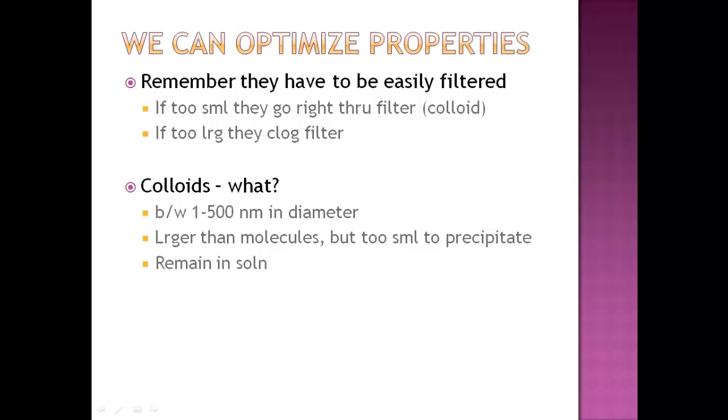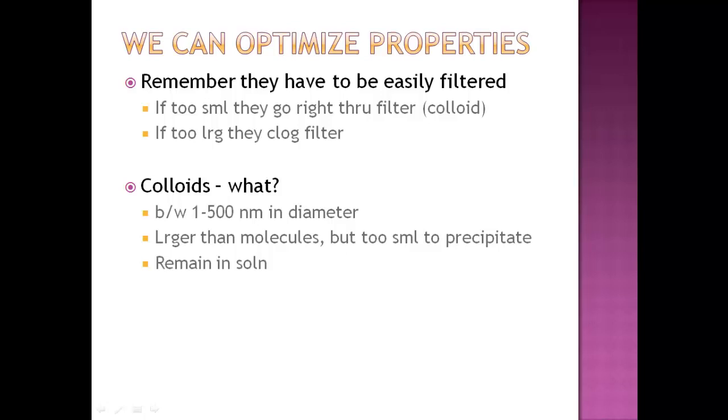You've got to remember that the main thing is that these things have to be easily filtered. Because think about it, if they're too small, they're going to go straight through the filter, and you're not going to have anything at the end to weigh. If they're too large, they're going to clog whatever filter you're trying to use. Now, there's a name for things that are too small to be filtered. Those are called colloids. And I put there "what?" with a question mark because it is a funny name.